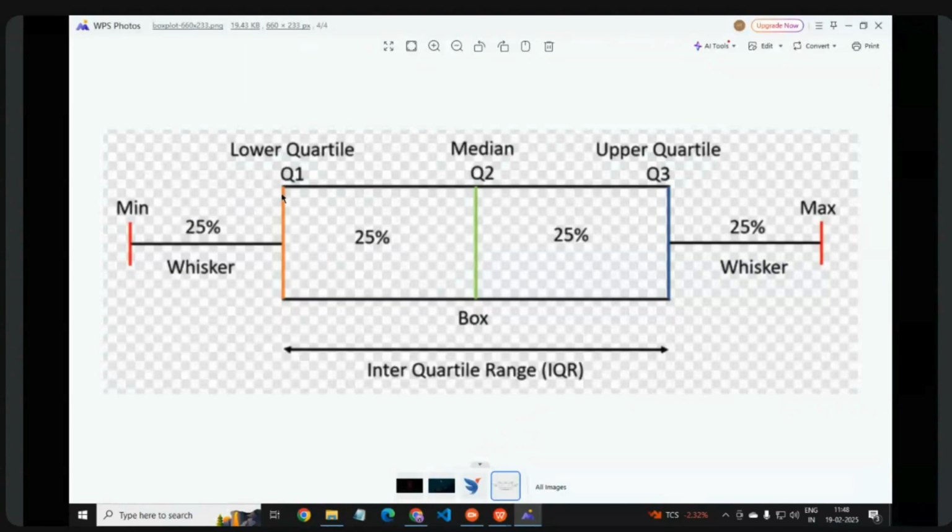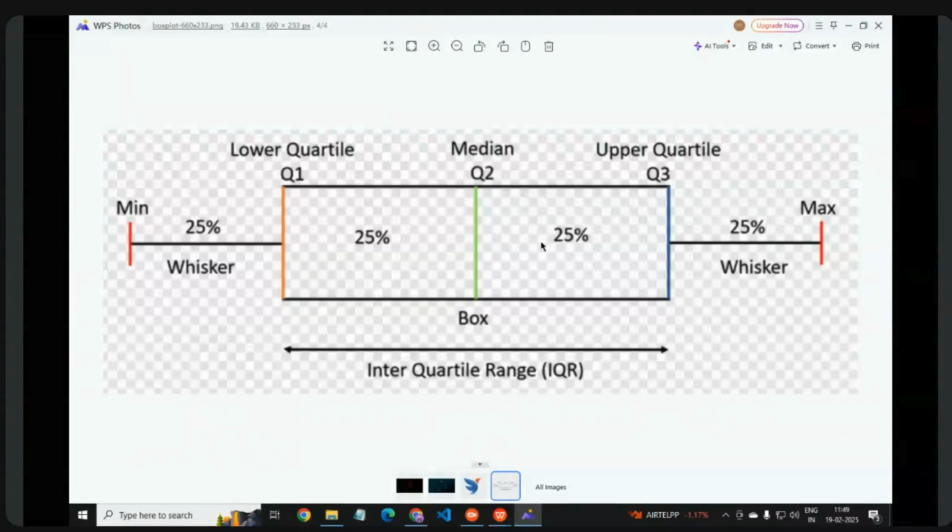Q1 is known as the first quartile or 25th percentile, the median of the lower half of the data set. Q3 is known as the third quartile or 75th percentile, the median of the upper half of the data set. IQR, the interquartile range, is the range between Q1 and Q3, covering the middle 50% of the data set.